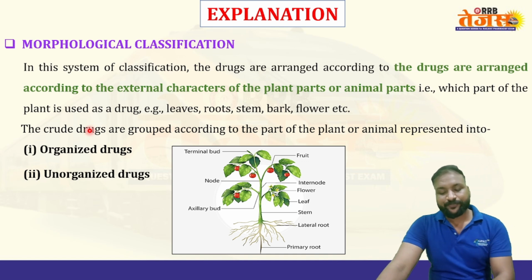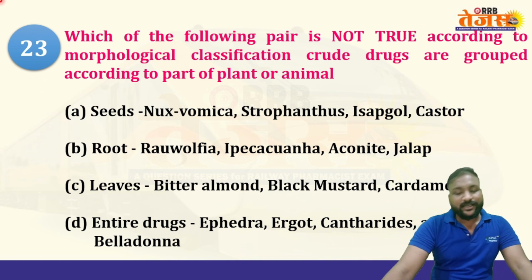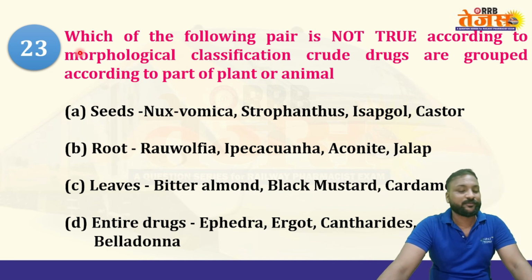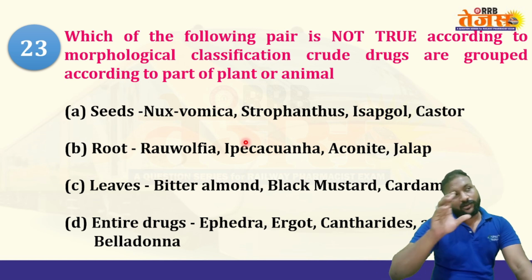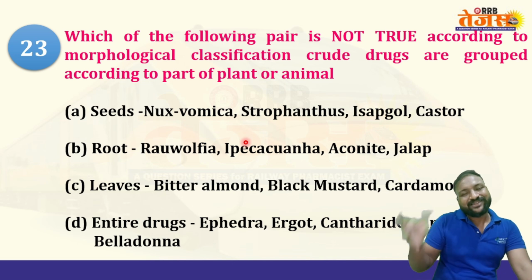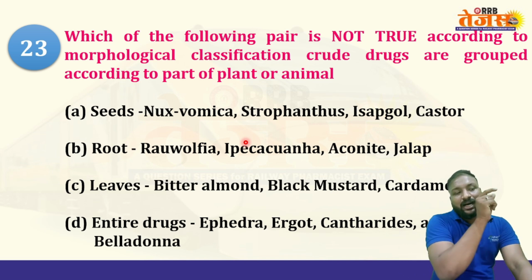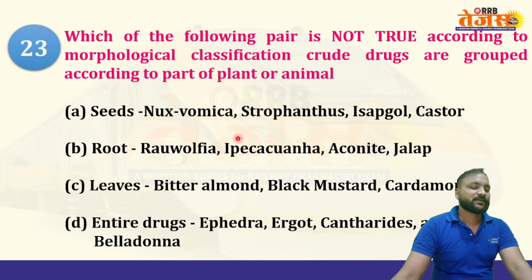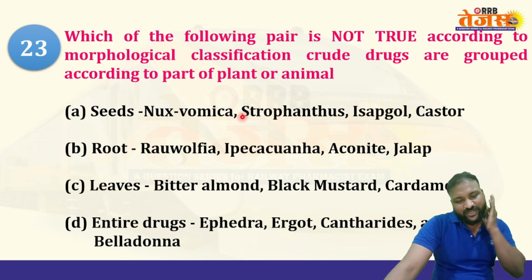Yes. Next question, the 23rd question of the series. Which of the following pairs is not true according to the morphological classification? Crude drugs are grouped according to the part of the plant. First of all, one more suggestion here: whenever you see such lengthy questions, try to read them twice or thrice so that you can understand. If you read the question in a hurry, you will get it wrong. So they were asking which is not true based on morphological classification.